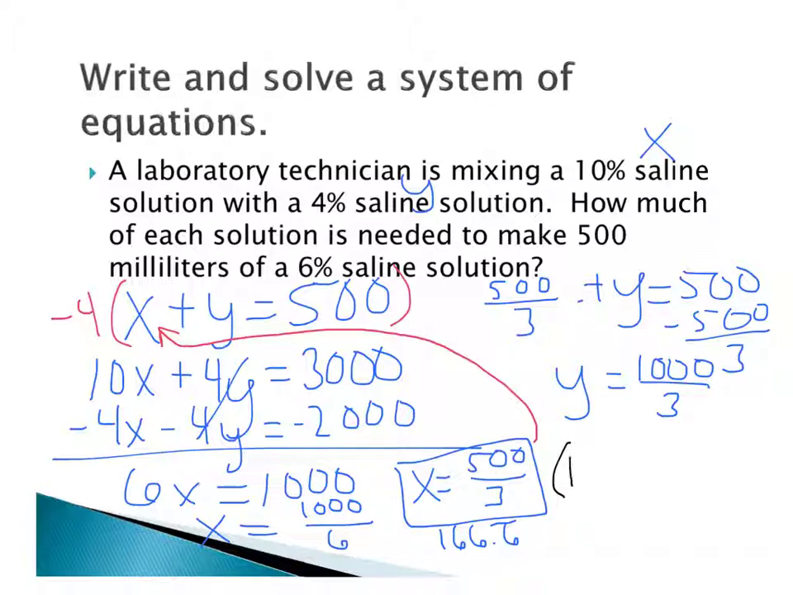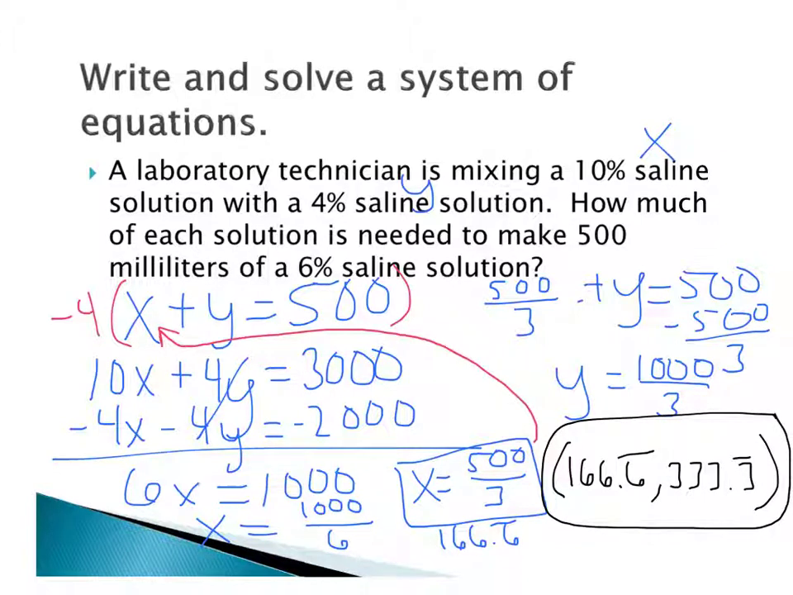So essentially here's what I have. My x value will be 166.6 repeating, and my y value will be 333.3 repeating. So I need 166.6 repeating milliliters of the 10% and 333.3 milliliters of the 4% solution to make a 6% solution with 500 milliliters.